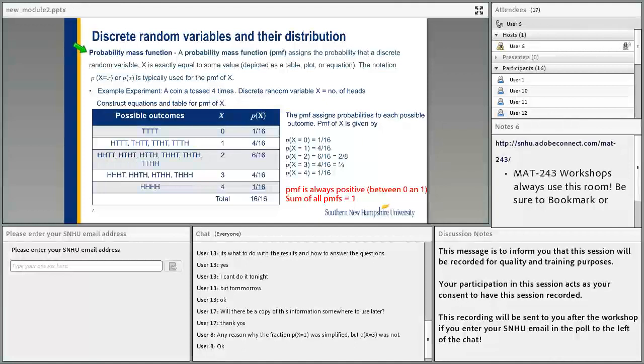So let's read the definition now on the top. A probability mass function, a PMF, assigns the probability that a discrete random variable x is exactly equal to some value, depicted as a table, a plot, or equation. The notation P of X equals x or P of x is typically used for the PMF of x.